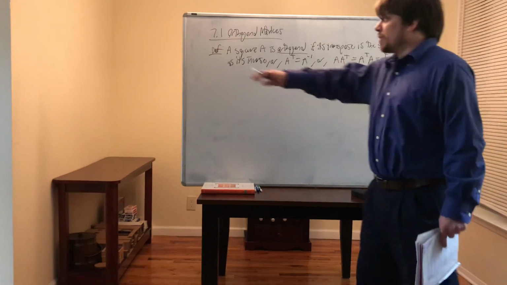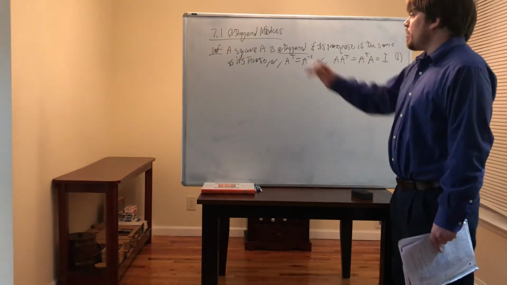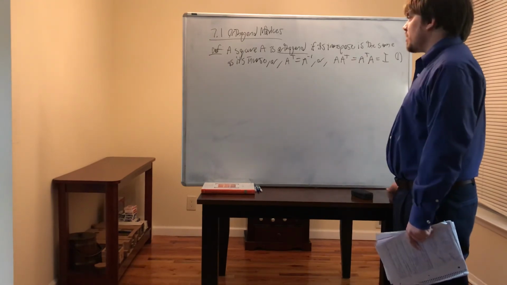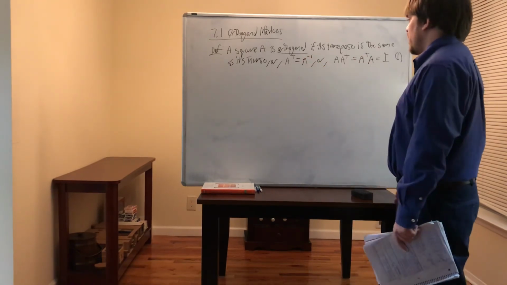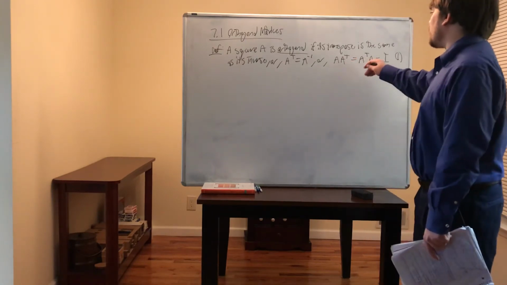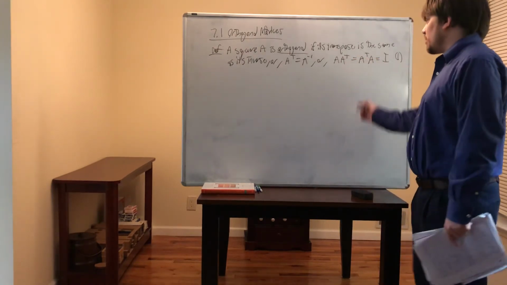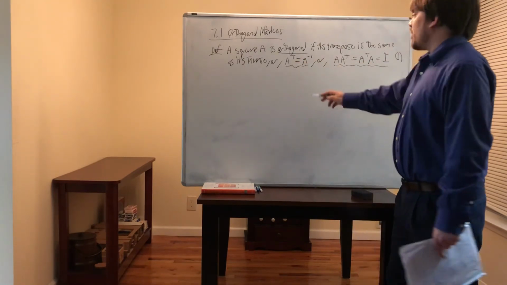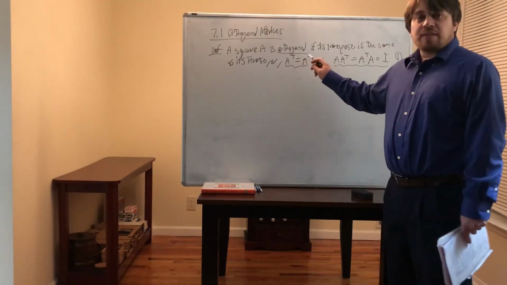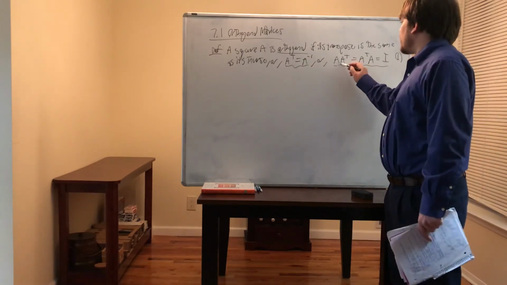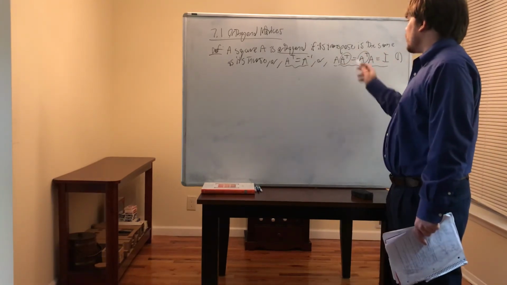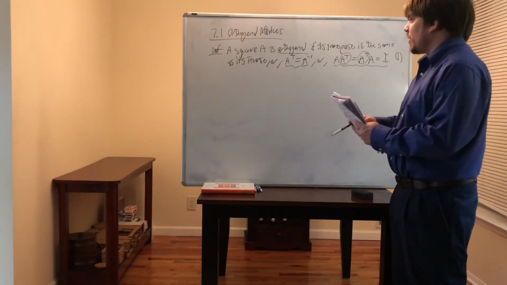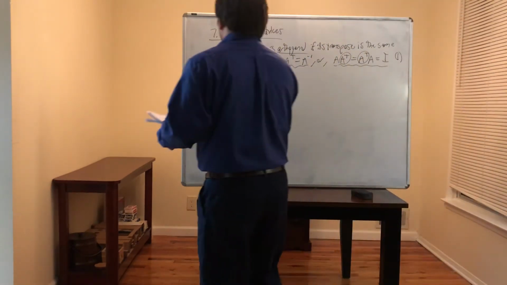So definition: a square matrix A is orthogonal if its transpose is the same as its inverse, or A transpose equals A inverse, or A transpose A equals I, right? The reason this is equivalent is that A transpose being the inverse of A is equivalent to saying that A transpose is the matrix that you can left or right multiply by A and get the identity. Because that's the definition of an orthogonal matrix.